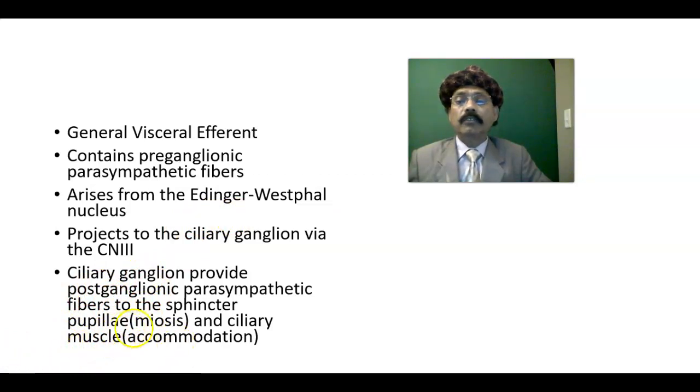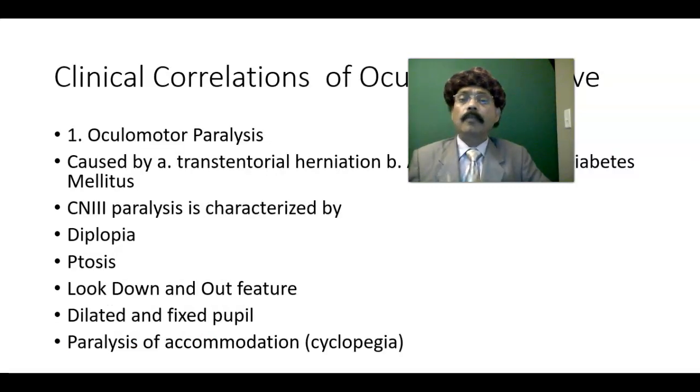Okay, it is essential for miosis, that is for the constriction of the pupil, and also it innervates the ciliary muscle, that is essential to increase the thickness of the lens. It increases the thickness or convexity of the lens, okay, for proper refractive function.